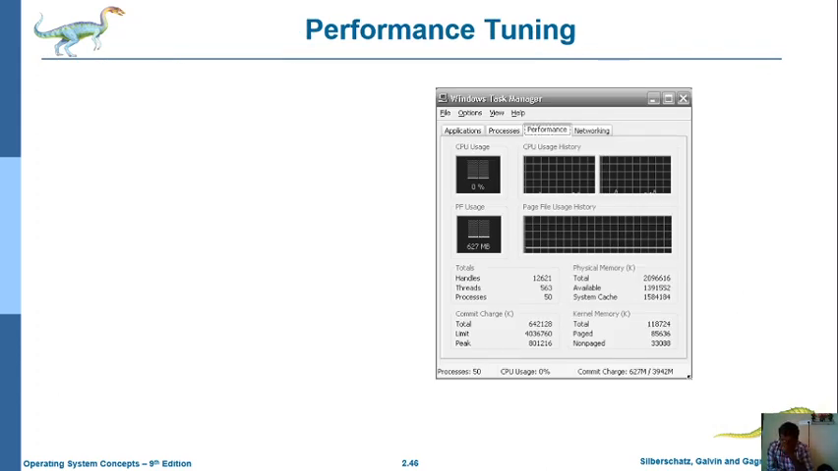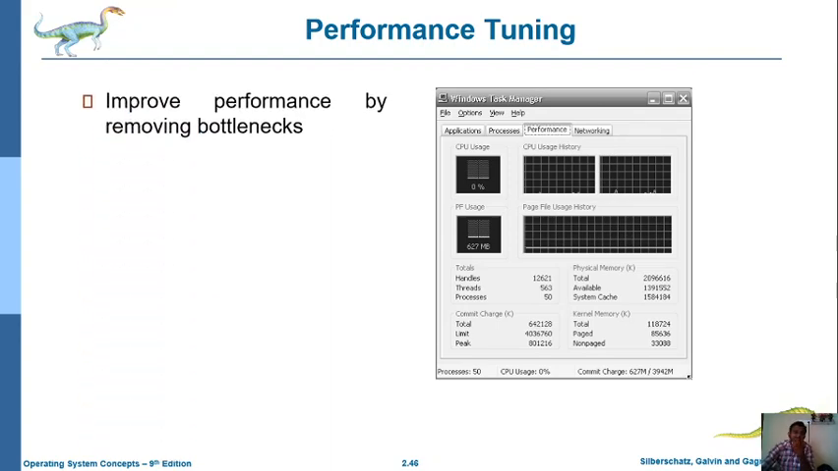For example, we can observe some performance tuning. Already in our PCs, the task manager, whenever you open it, displays some detailed information about that particular device. Based on this information, we can improve the performance of that window by removing the bottlenecks. That means we can remove any additional tasks or processes currently accessing that particular device or operating system.